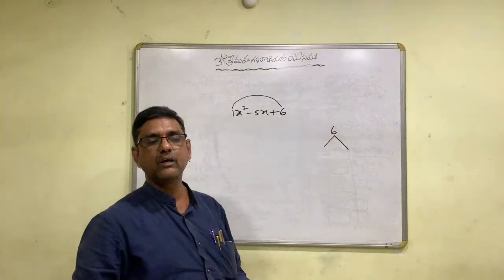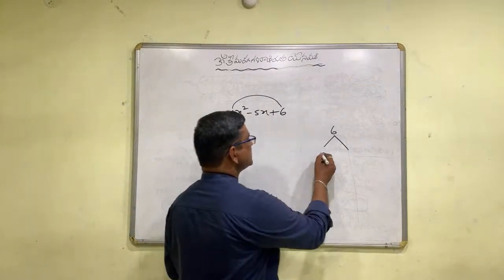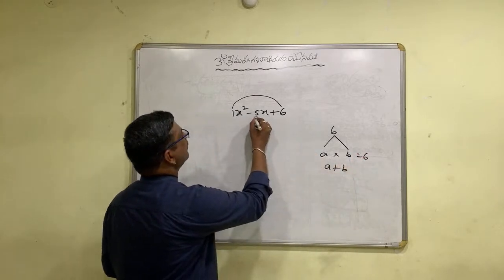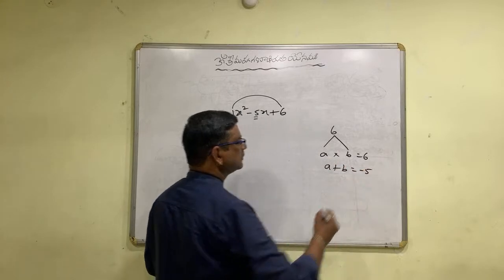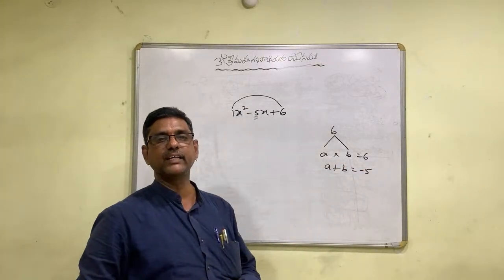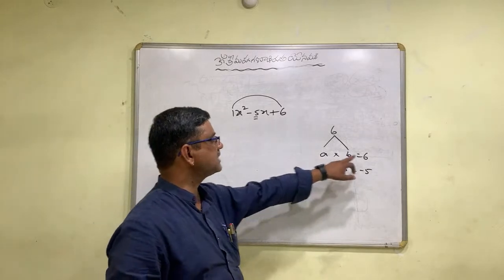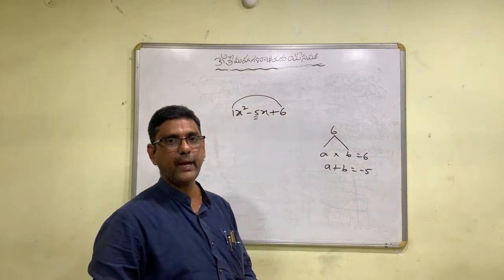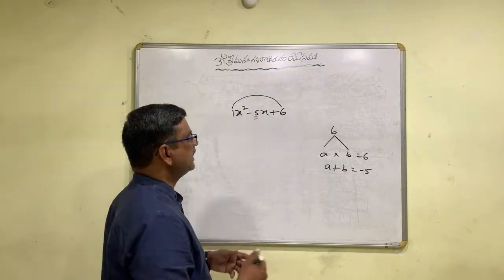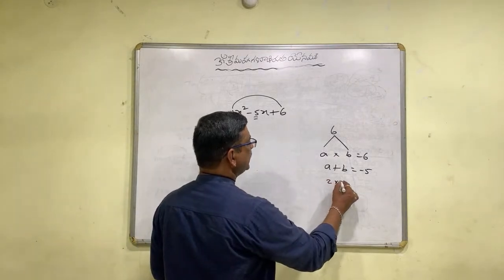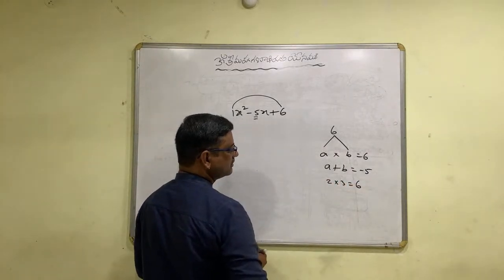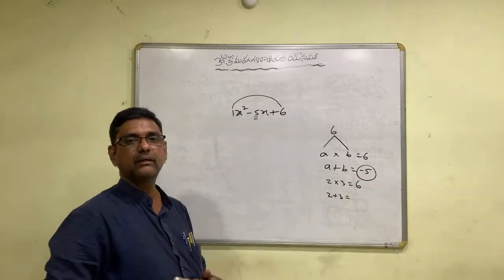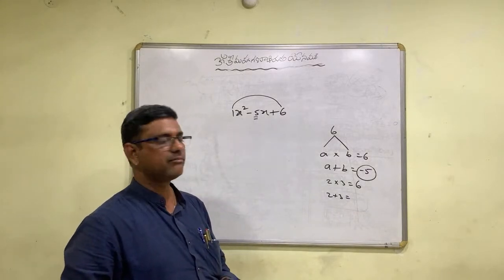We need to search for two numbers whose product is 6 and sum is the middle one with symbol. We need to search for two numbers whose product is 6 and sum is minus 5. Now, easily we can say that 2 into 3 is 6, but 2 plus 3 is not negative 5.